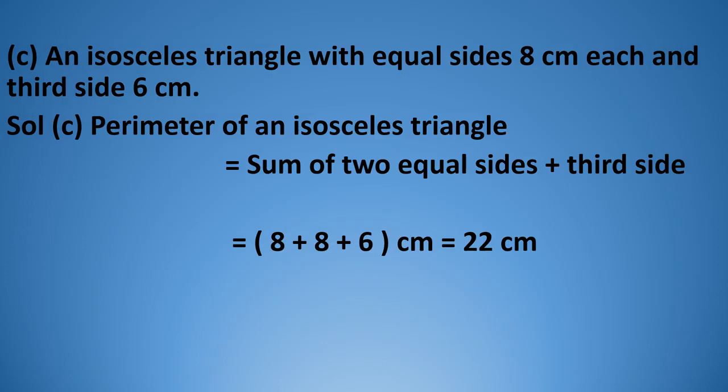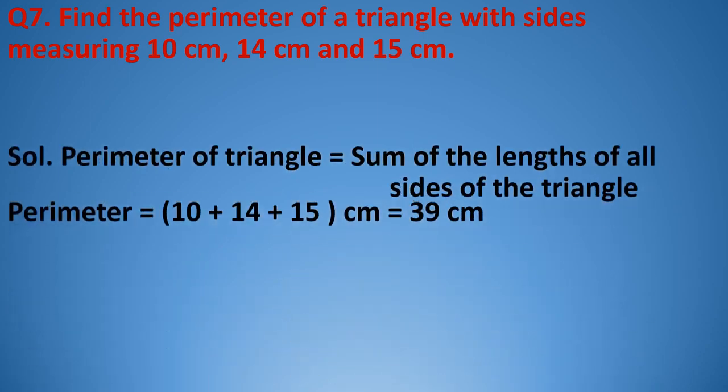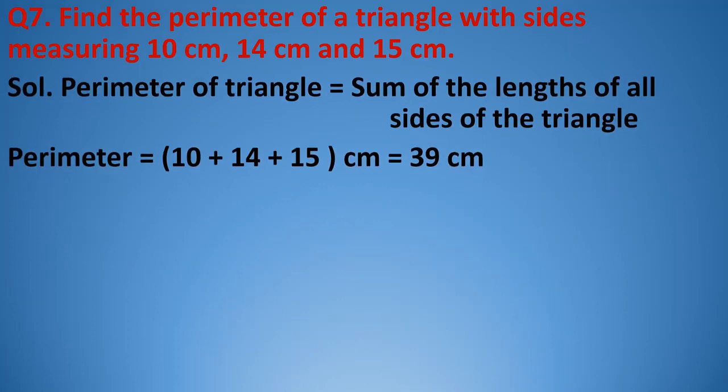See question number 7. Find the perimeter of a triangle with sides measuring 10 centimeter, 14 centimeter and 15 centimeter. Perimeter of a triangle, again we know, is the sum of the length of all the sides of the triangle, or you can write down side plus side plus side. So it is 10 centimeter plus 14 centimeter plus 15 centimeter, which is equal to 39 centimeter.